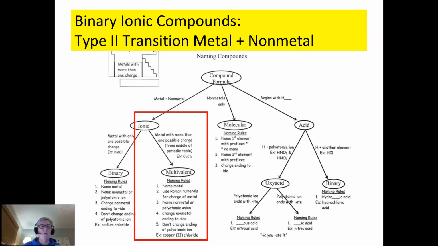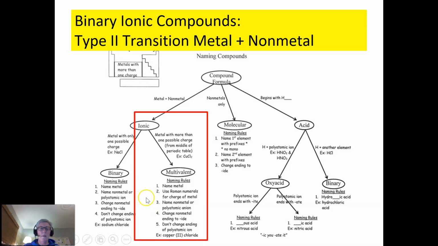All right, moving on. So now we're going to go down this other branch of ionic naming when we have a type 2 metal, which is the transition metals. And again, hopefully you can recall that those are a different category because they can have different charges, and we have to use Roman numerals in the name to indicate the charge on the metal. So you name the metal, you figure out the charge of the metal, and you put Roman numerals in parentheses, and you change the ending of the nonmetal to IDE.